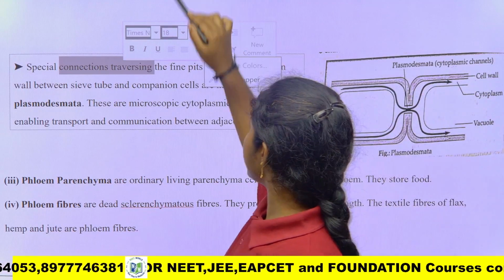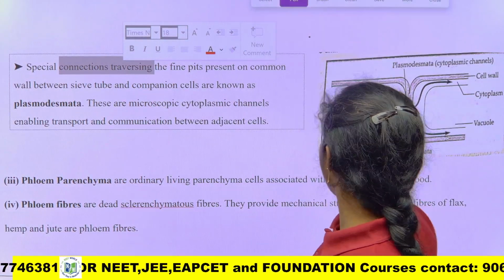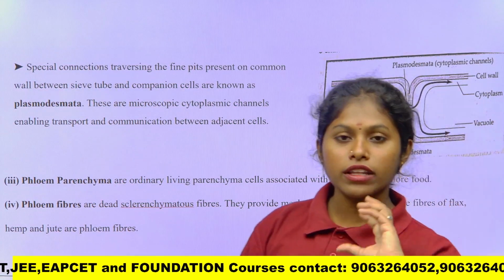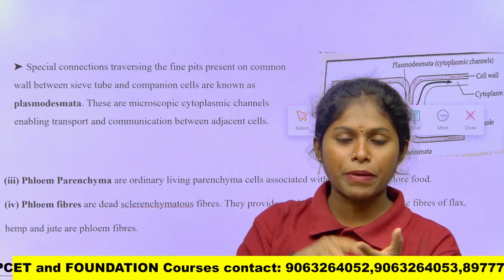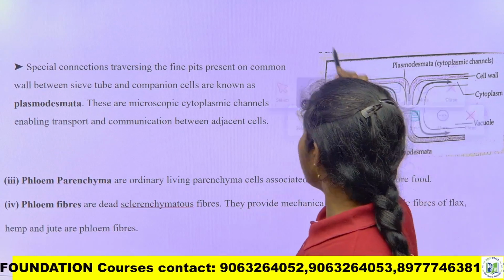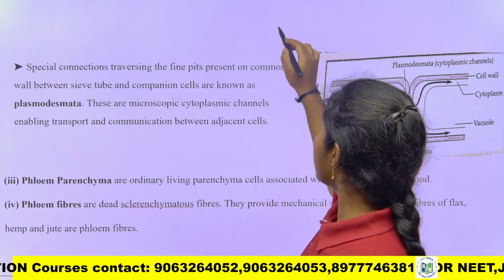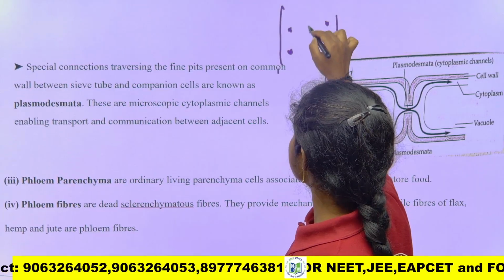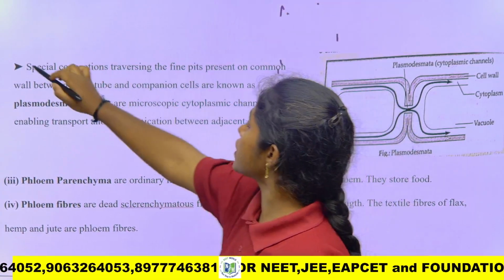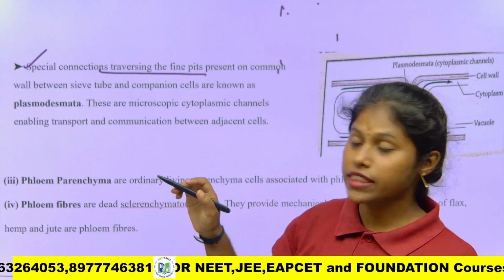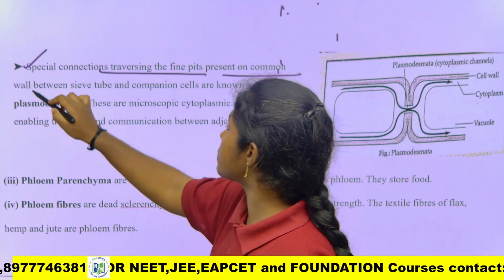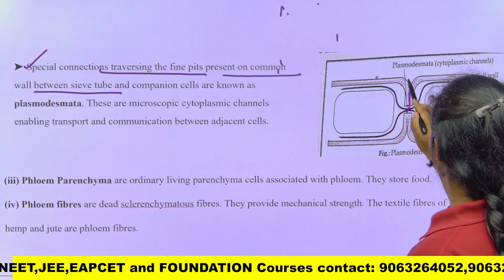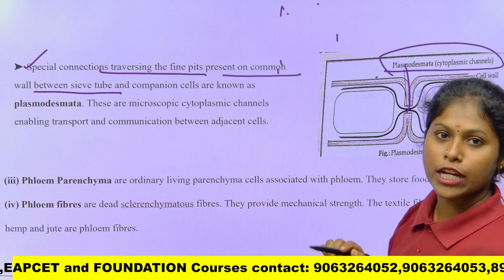Fine pits are nothing but small hole-like openings, perforated. The pits are small, randomly deposited. So the special connections for transferring are the fine pits present on the common walls between the sieve tubes and companion cells. That area we call plasmodesmata. They are also called cytoplasmic channels.